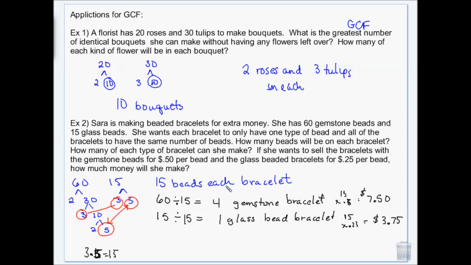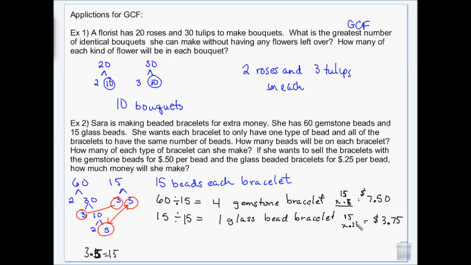Wouldn't it be $30 for the gemstone beads? $7.50, right? Because I've got 60 divided by 15. That means I can make 4 bracelets, right? But it's per bead. 15 beads times 0.5. Oh, per bracelet. Sorry. Yeah, so $7.50 per bracelet. So she's got 15 beads on the bracelet. She's selling them for 50 cents per bead. So that'll be $7.50 for the gemstone bracelets.